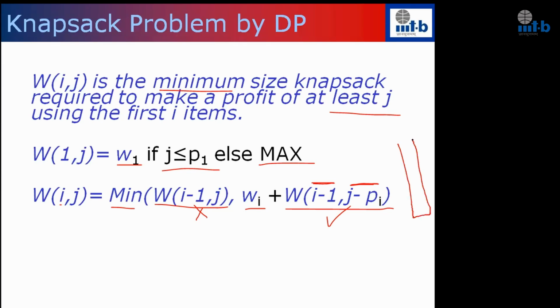Let's say that will occupy a knapsack of this much. I need a placeholder for the W of I, which will occupy this much. So if I pick the ith item, this is what is going to be the equation. I would have already occupied Wi, and from the remaining I-1 items, I should be able to make a profit of J minus P of I. And if I don't pick the ith item, then all the profit should be made from the I-1 items, so the entire knapsack is free for your use.